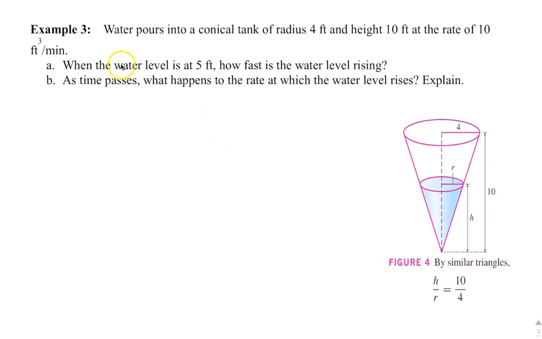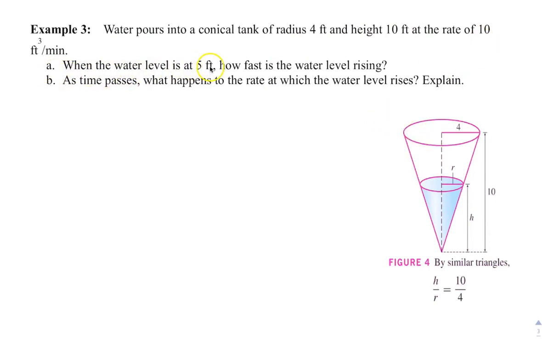Classic. Water pours into a conical tank of radius 4 feet and height of 10 feet at a rate of 10 feet cubed per minute. Right, so here's our tank. Water's falling into it, and if you look at the top of it, it has a 4-foot radius, and the length of the tank is 10 feet. And water's pouring into it, so we're adding water in at a rate of 10 feet cubed per minute.